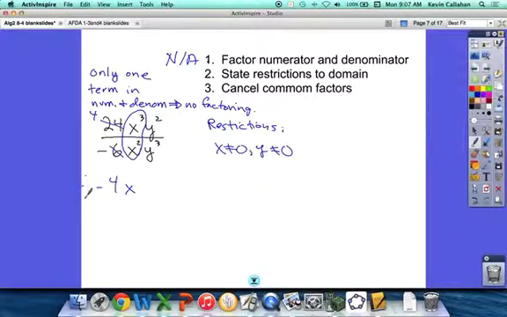And what about the y's? y squared over y to the third. If you subtract, you will get 2 minus 3, negative 1. And then we don't leave a negative exponent. How do we get rid of the negative exponent? You flip it to the other side, right? This is negative 4x over y.